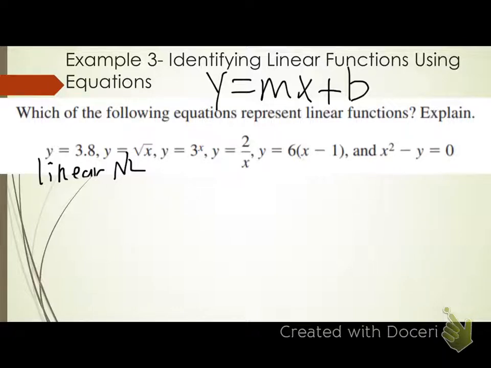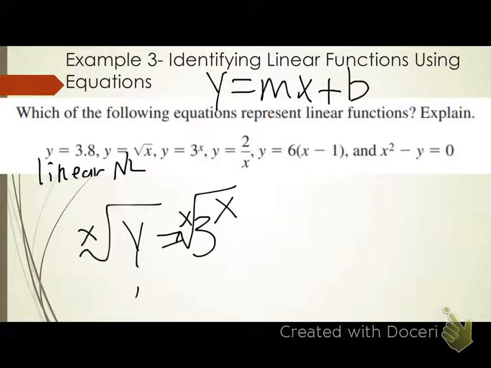Okay. Y equals 3 to the x power. That's not 3 times x, that's 3 to the x power. Is there any way I can rewrite that, rearrange it to where I'm in y equals mx plus b form? If I wanted to get rid of the x on the 3, I'd have to take the x root of both sides.